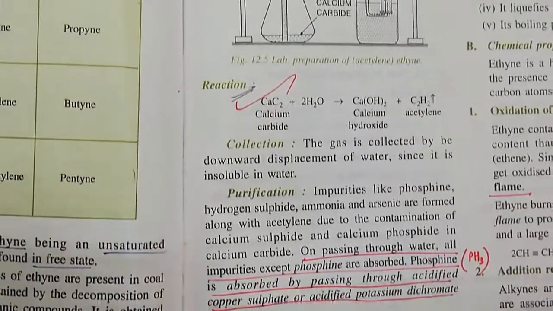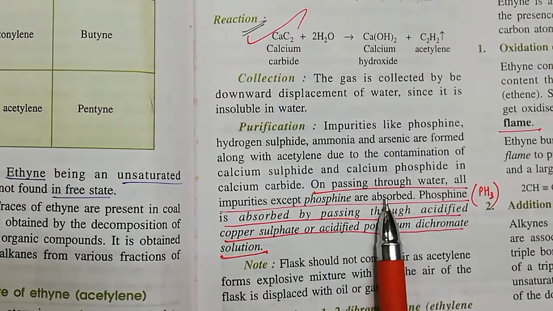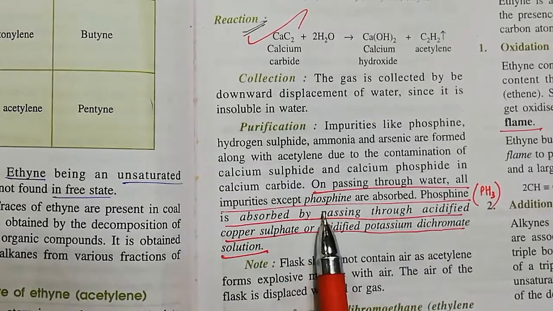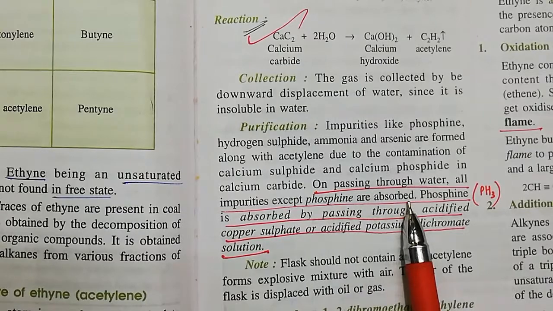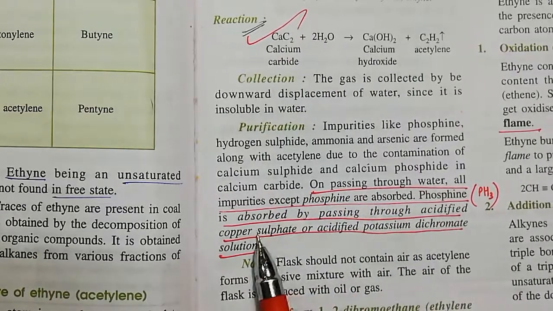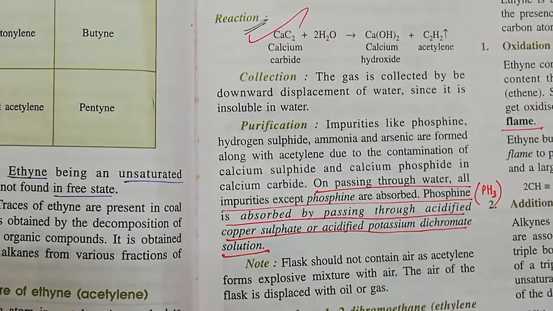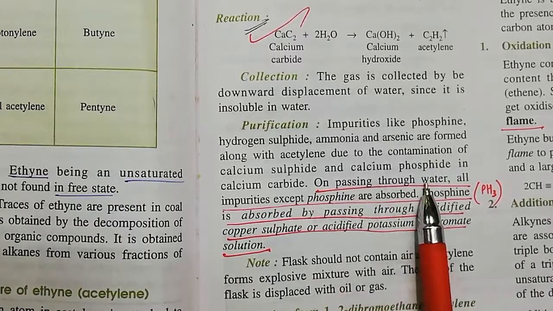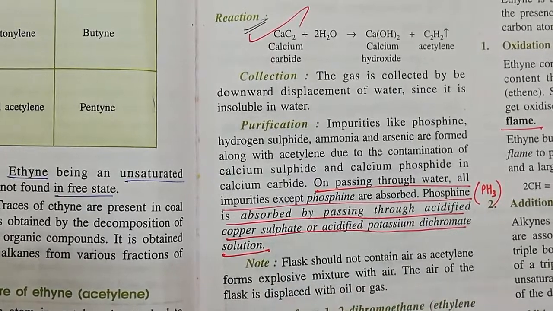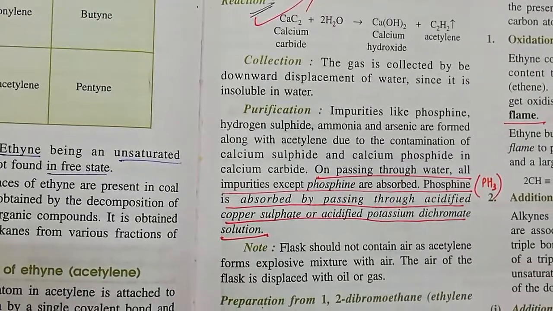We must also study the purification, as marked there, because the gas has some impurities. On passing through water, all impurities except phosphine are absorbed. Phosphine, that is PH3, is absorbed by passing through acidified copper sulfate. That's how we can remove it. So at first we pass the gas through water, and second through copper sulfate, CuSO4. Then you will get pure acetylene or ethyne.